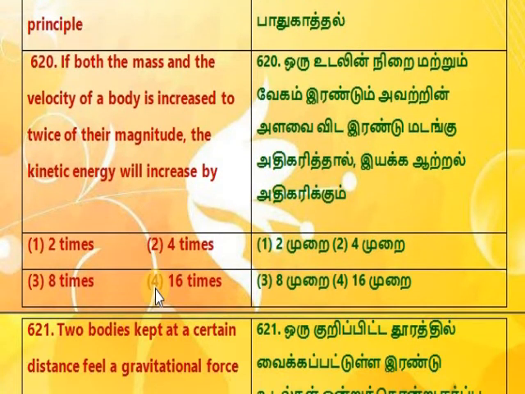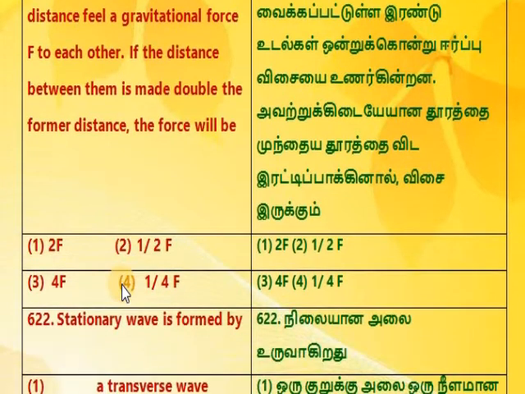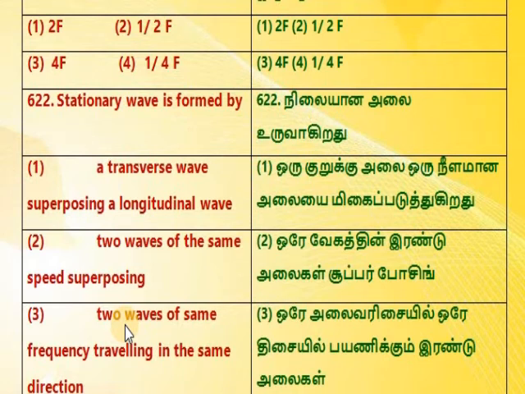620. If both the mass and the velocity of a body is increased to twice of their magnitude, the kinetic energy will increase by: 1. 2 times, 2. 4 times, 3. 8 times, 4. 16 times. 621. Two bodies kept at a certain distance feel a gravitational force F to each other. If the distance between them is made double the former distance, the force will be: 1. 2F, 2. 1/2F, 3. 4F, 4. 1/4F.